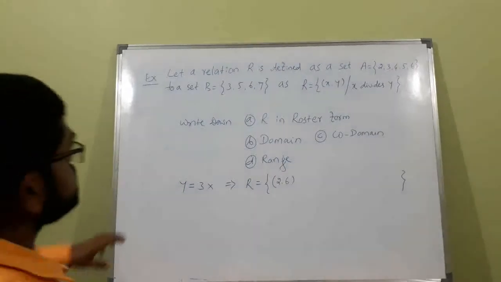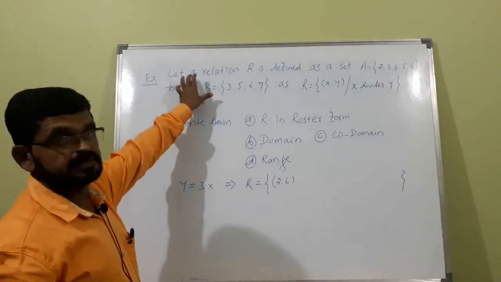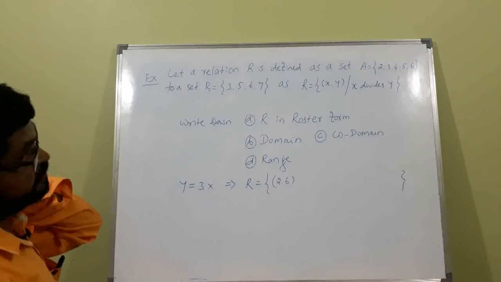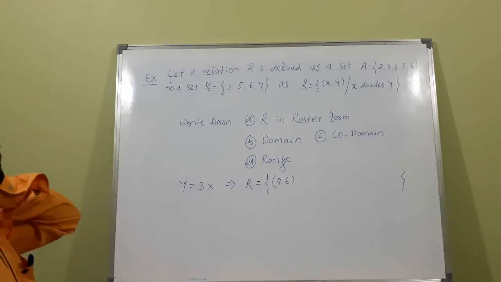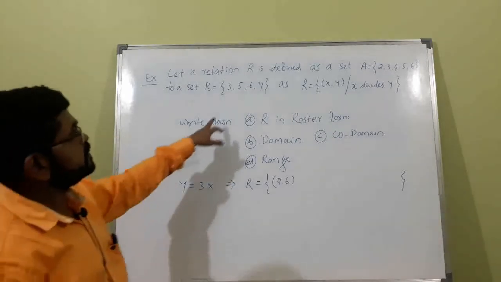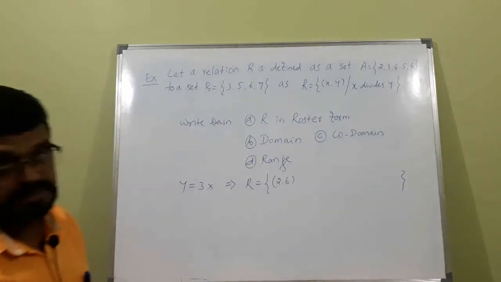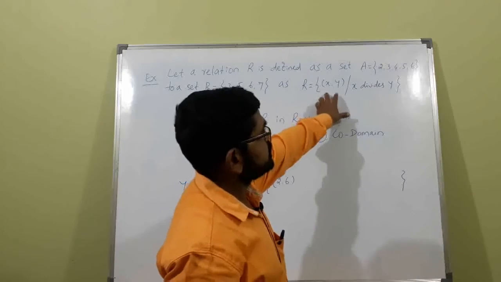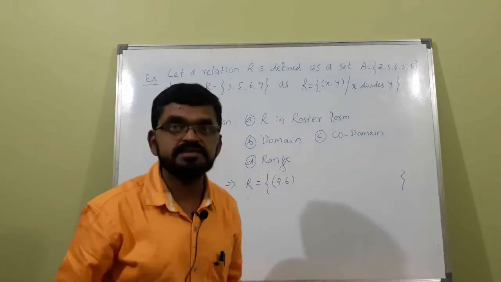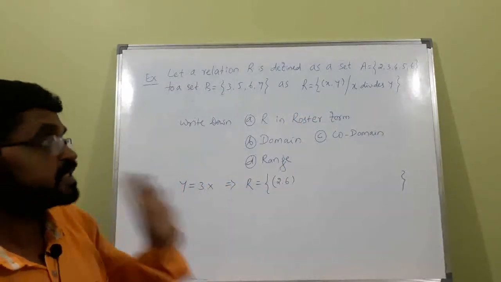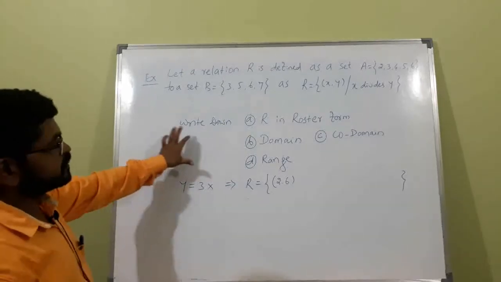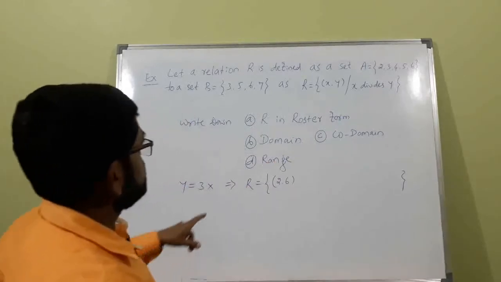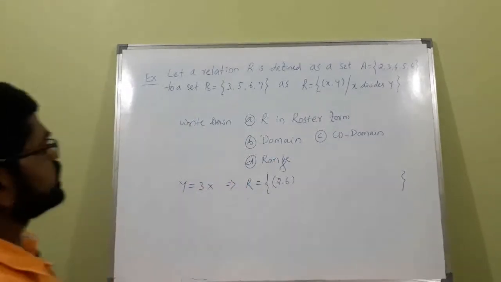Consider another example. Let a relation R be defined from a set A, 2, 3, 4, 5, 6, to a set B, 3, 5, 6, 7, as R is the set of all ordered pairs (x, y) such that x divides y, the first element divides the second element. Then write down, the question remains the same, R in roster form, domain, codomain, range.